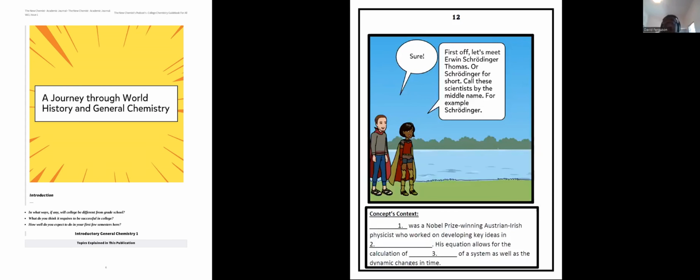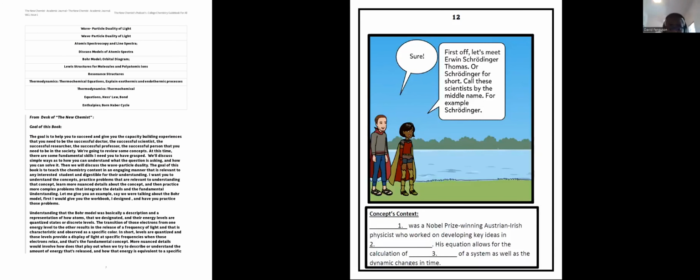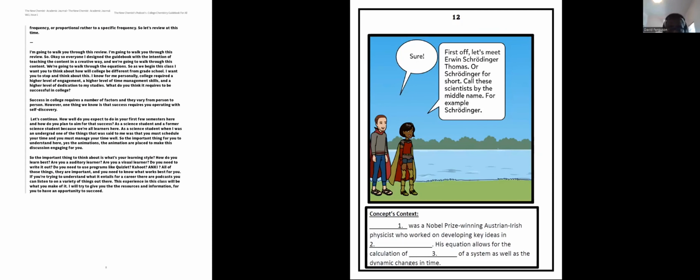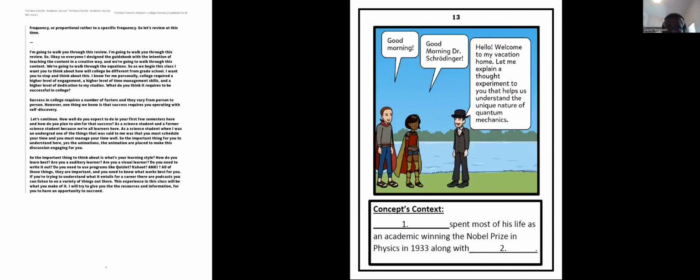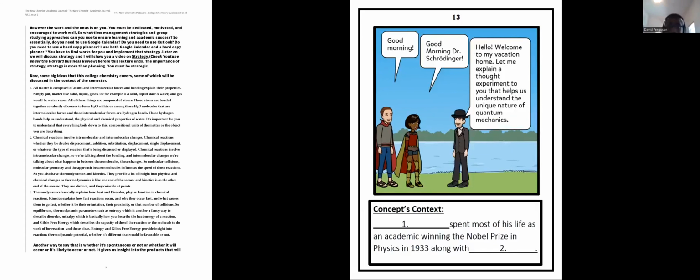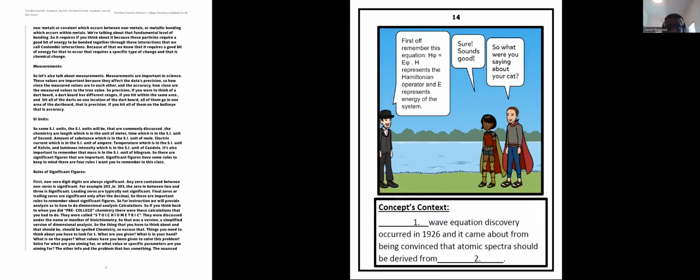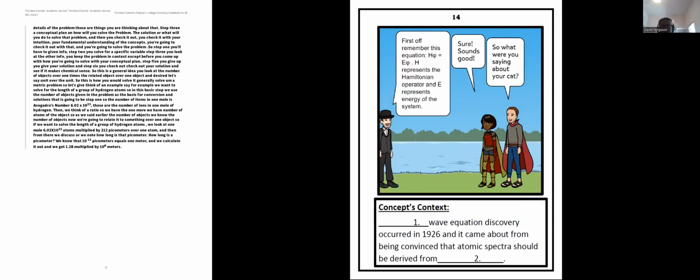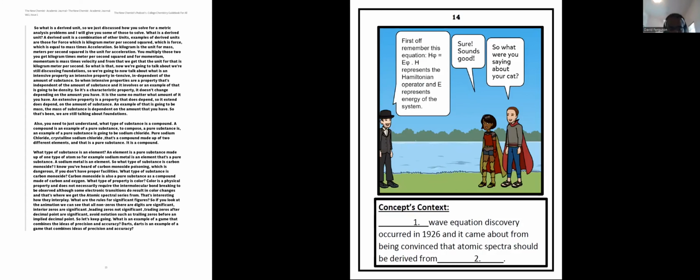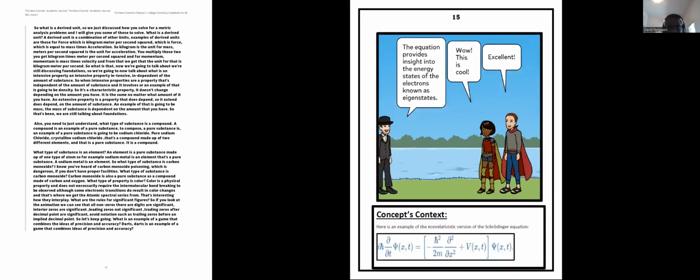Erwin Schrödinger was a Nobel Prize-winning Austrian-Irish physicist who worked on developing key ideas in quantum chemistry. His equation allows for the calculation of eigenstates of a system as well as dynamic changes in time. Erwin Schrödinger spent most of his life as an academic, winning the Nobel Prize in 1933 along with Paul Dirac. Very intelligent person. Schrödinger's wave equation discovery occurred in 1926, and it came about from being convinced that atomic spectra should be derived from eigenvalue problems. Here we see an example of Schrödinger's equation.